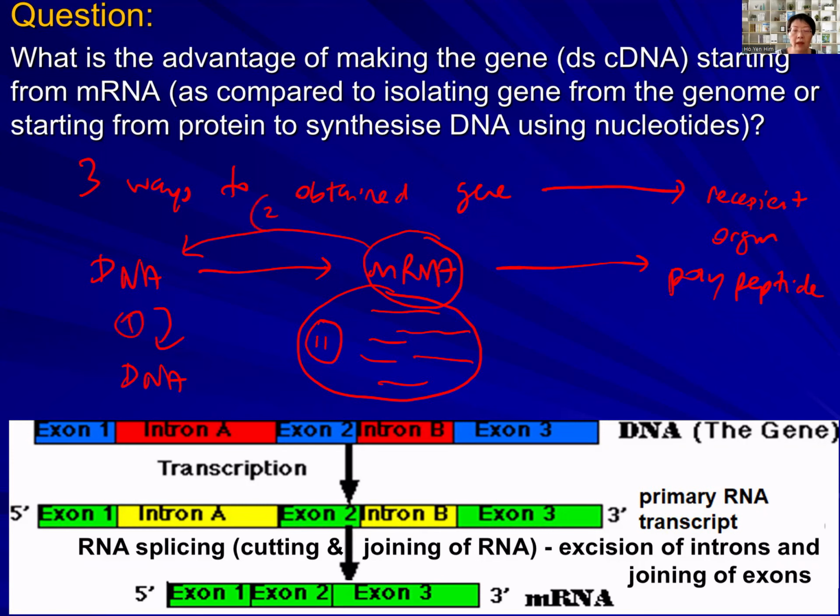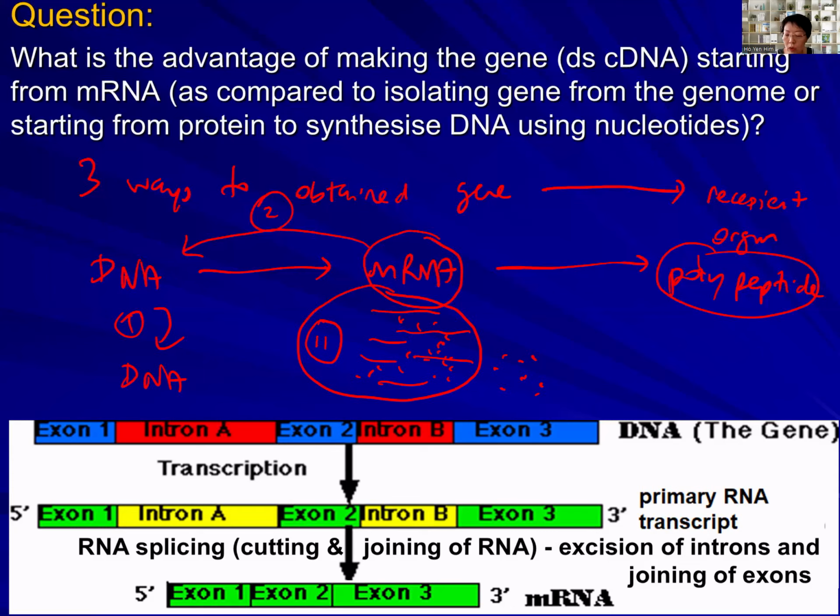Now, the third way, of course, is starting from the polypeptide chain. Because this cell produces insulin, there will be a lot of insulin inside the cell, and the insulin can also be secreted out of the cell. So it's actually quite easy to isolate the insulin. When we get the insulin, we can use the insulin to produce the DNA. Now, how do we do that?